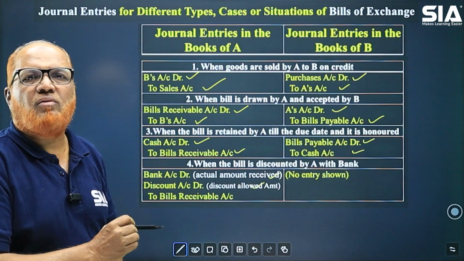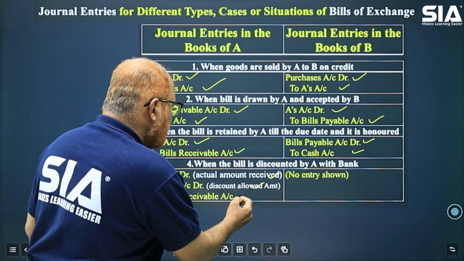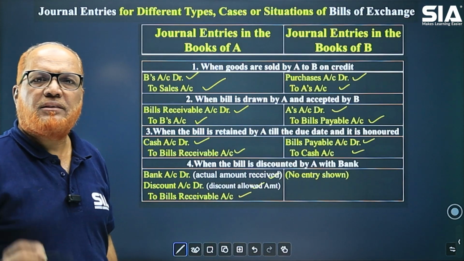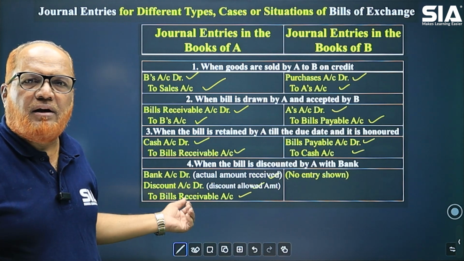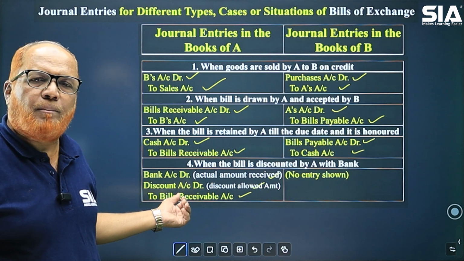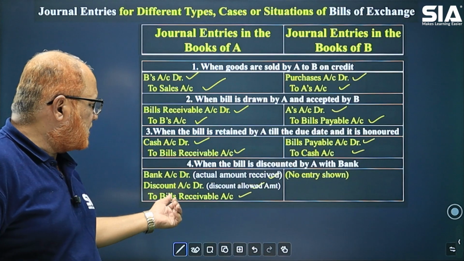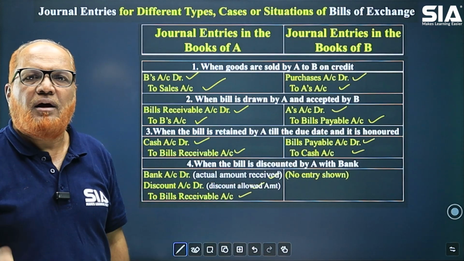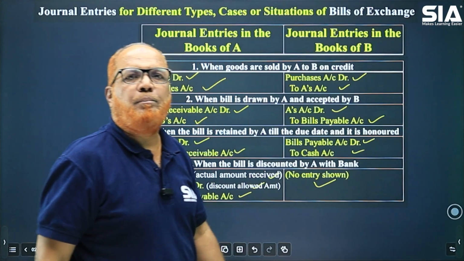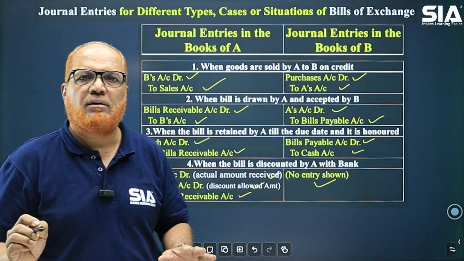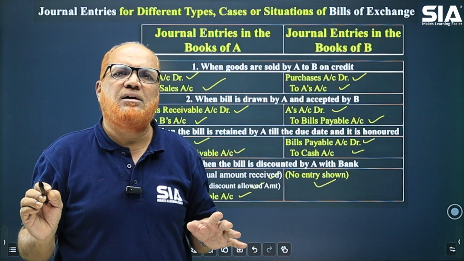To bills receivable 10,000. The value of the bill is 10,000, but he is getting 9,500. Cash or bank, debit 9,500. Discount debit 500. And remember, no entry in the books of B, that is the drawee. The drawee is not concerned.